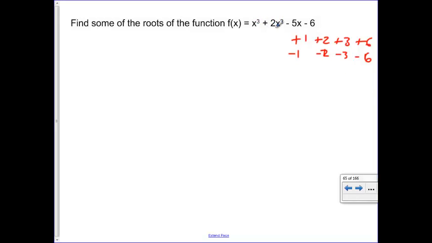So start with 1. 1 plus 2 would be 3, minus 5, minus 6. Is 1 going to work? Okay, let's do 2. 2 to the 3 would be 8. This would be another 8, so we'd be up to 16. Then we'd subtract 10 and subtract 6. That works. So if positive 2 works, what that meant is that f of 2 equaled 0. So 2 is the root. What is the factor? X minus 2.